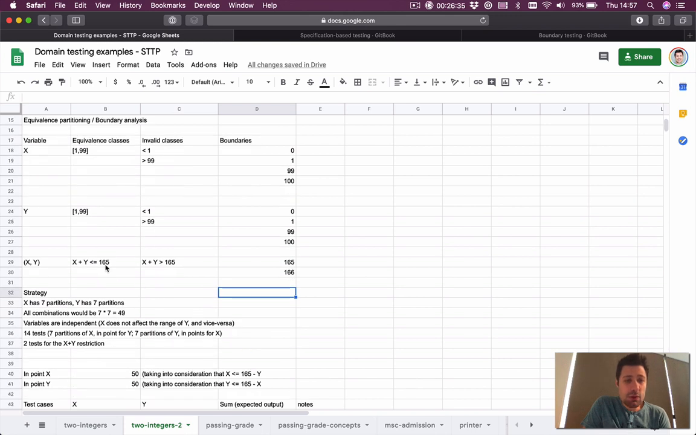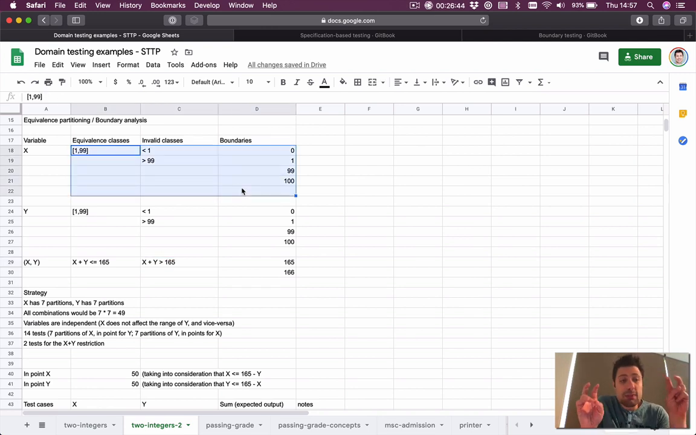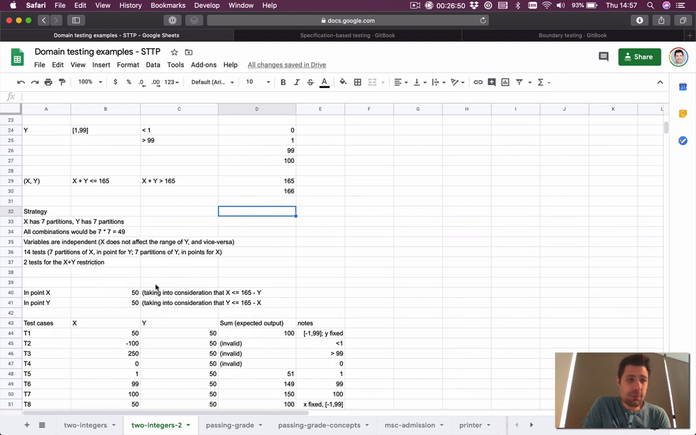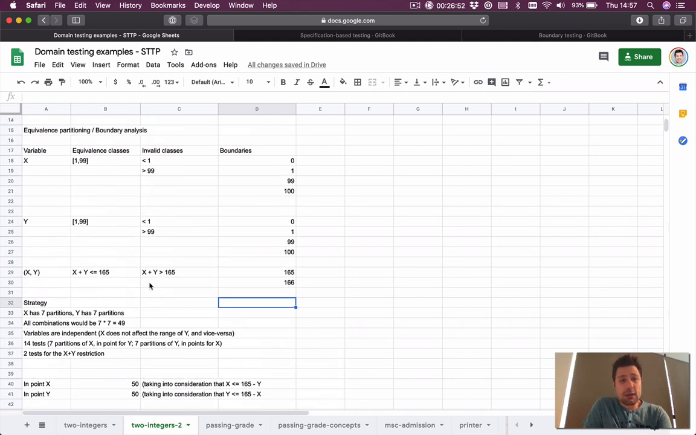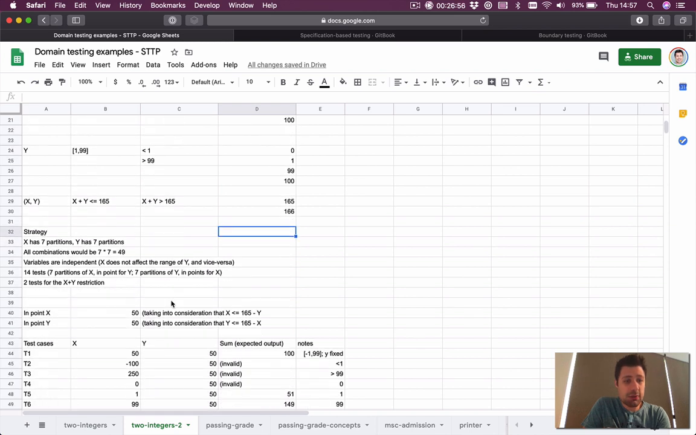But given that this one over here and this one over there, I have already tested together with my tests for x and y, I can ignore those two and only focus on the boundary there. And that's what I'm gonna do. So that's gonna be my strategy. The 14 tests we had plus 2 extra tests for this new restriction that appeared.